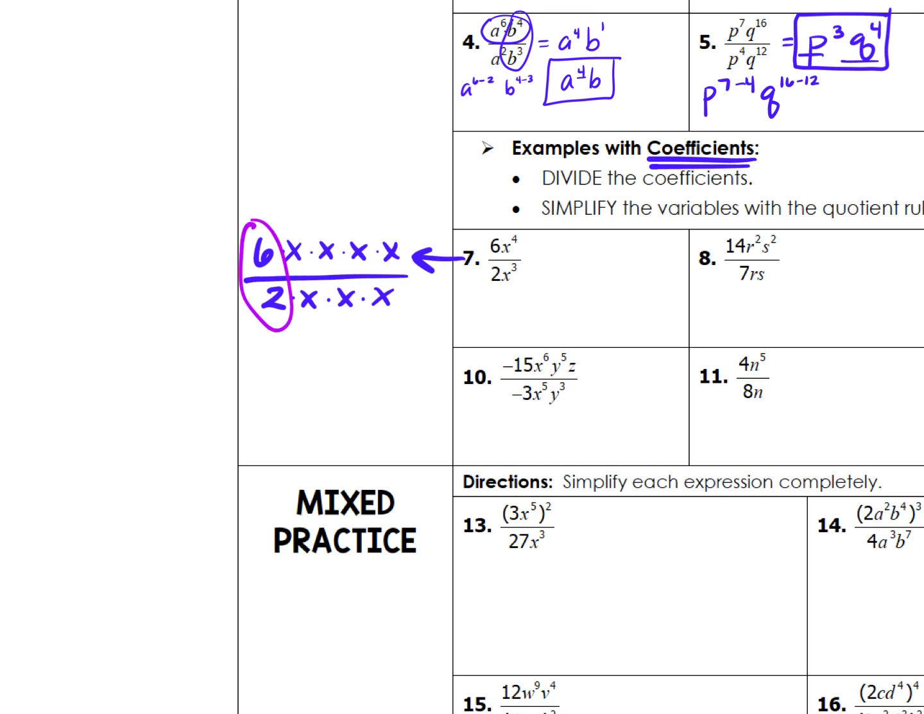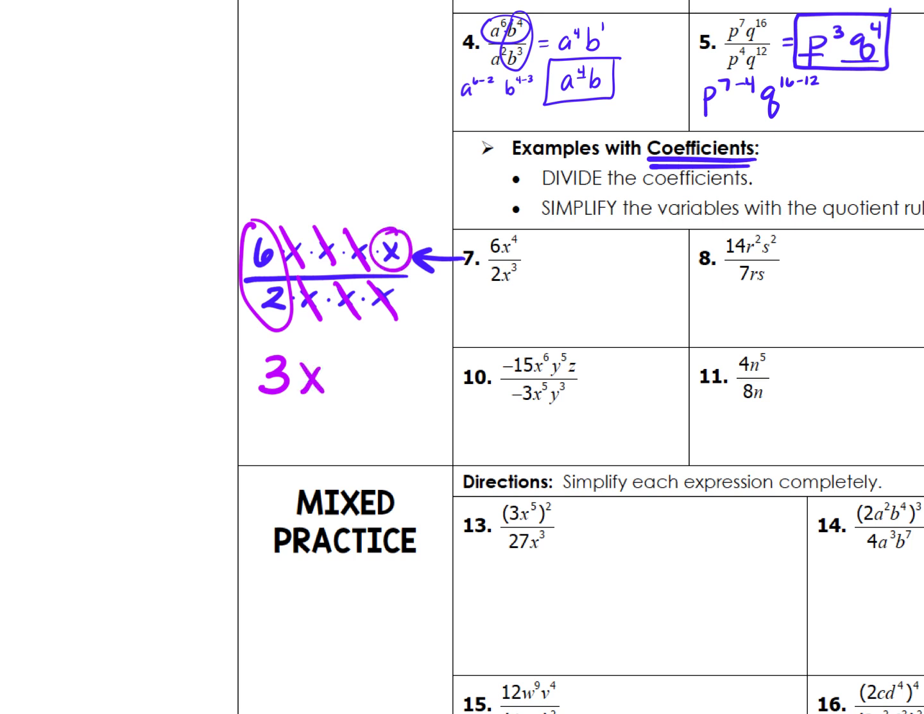So now think about it. 6 divided by 2 is what? 3. X divided by x is 1. X divided by x is 1. X divided by x is 1. And we're left with just 1x.